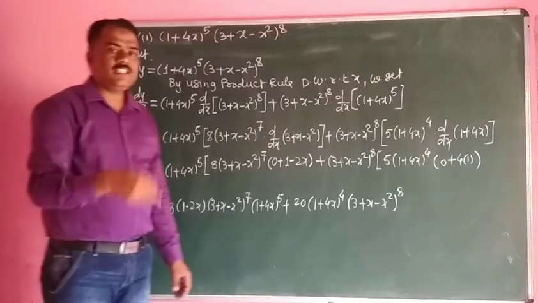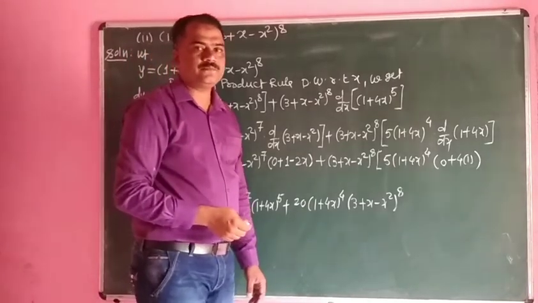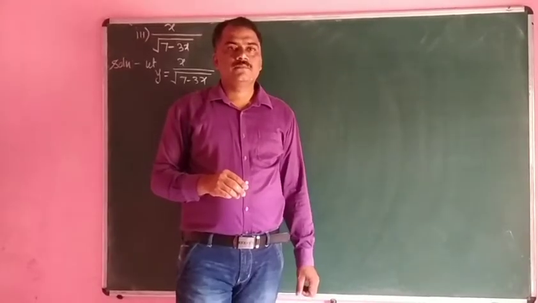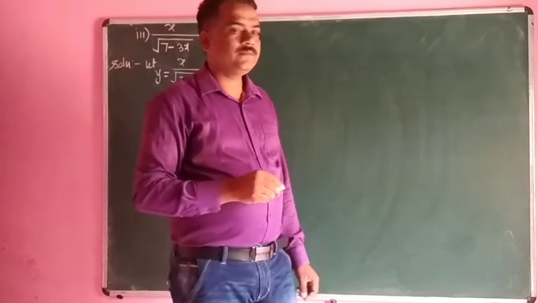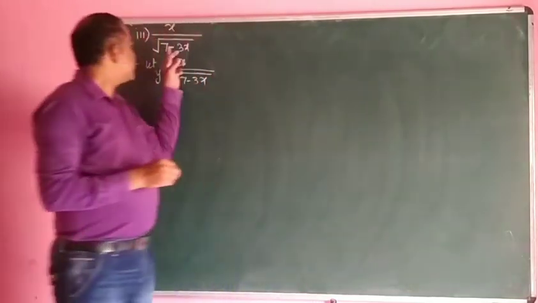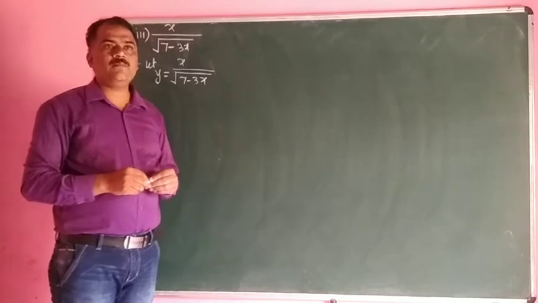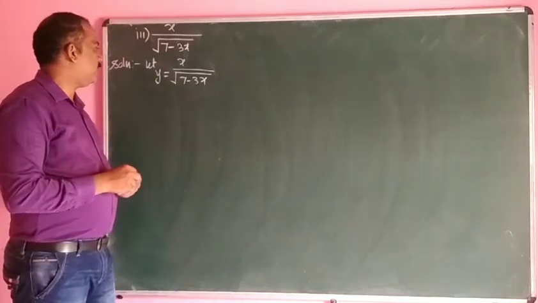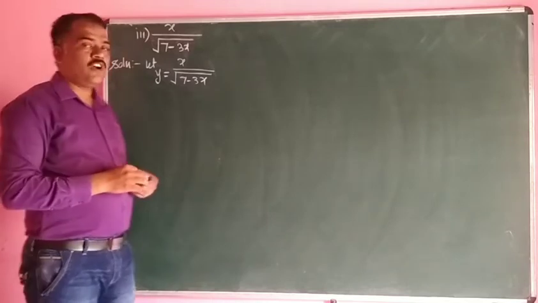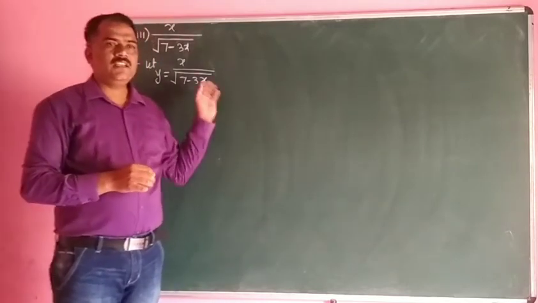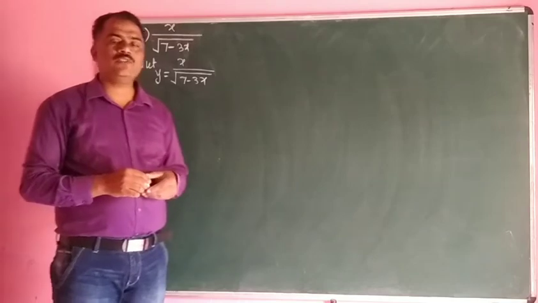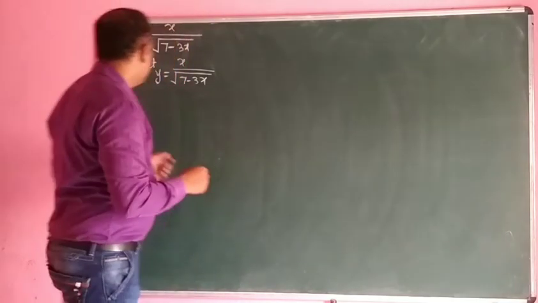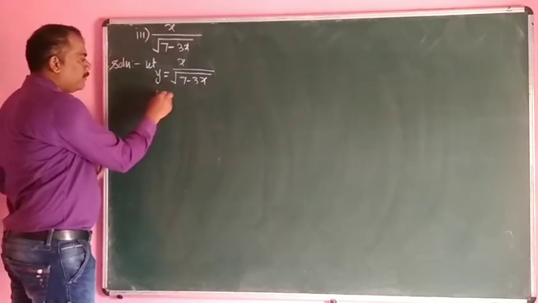We can discuss the next example. Example number 3 is x divided by root of (7 minus 3x). Let y be equal to x divided by the square root of (7 minus 3x). Here it is a quotient of two functions, so by using the quotient rule we have to find the derivative of this function by differentiating with respect to x.